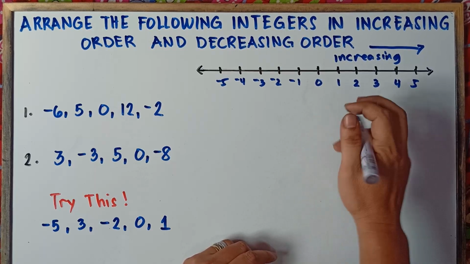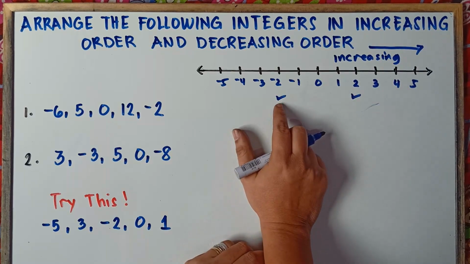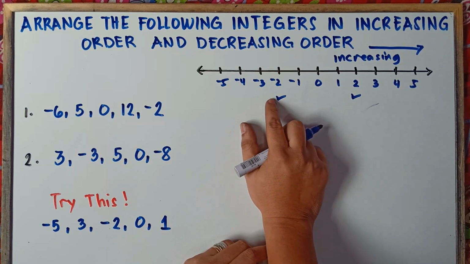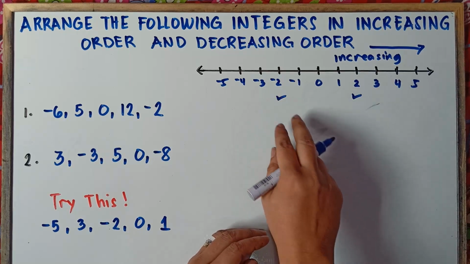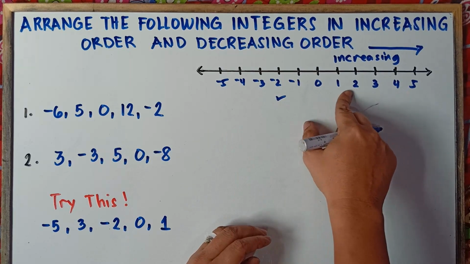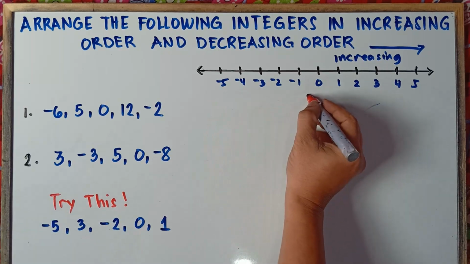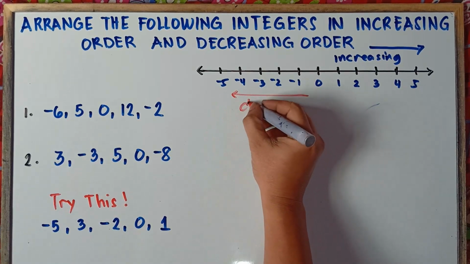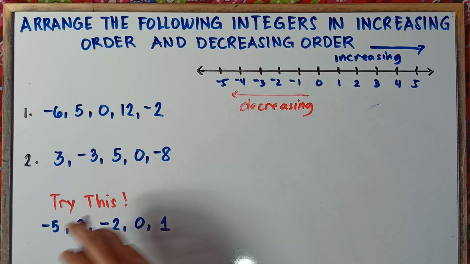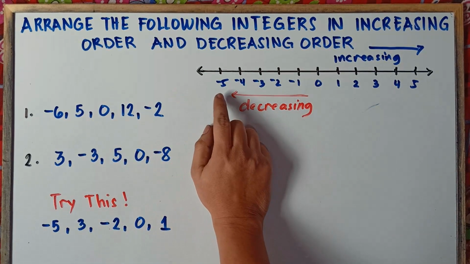We can also say that positive 2 is greater than negative 2. Why is that, sir? Because positive 2 is on the right of negative 2. Simple as that, class. Just remember that when numbers go to the right, those numbers are increasing. And numbers going to the left, right to left, these numbers are decreasing.